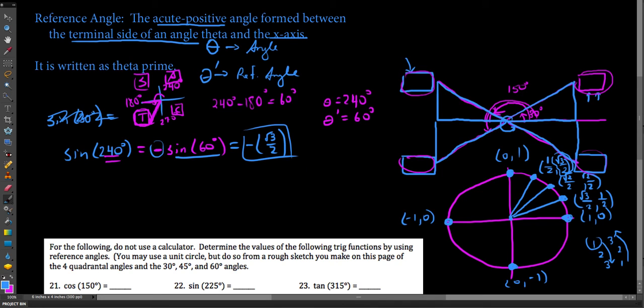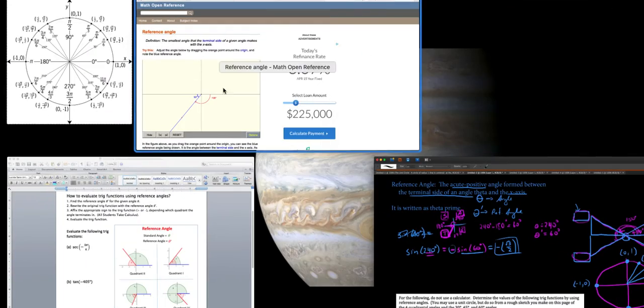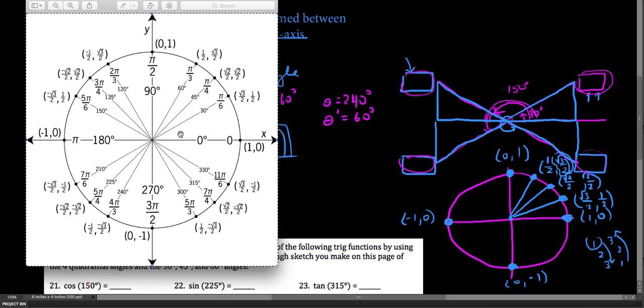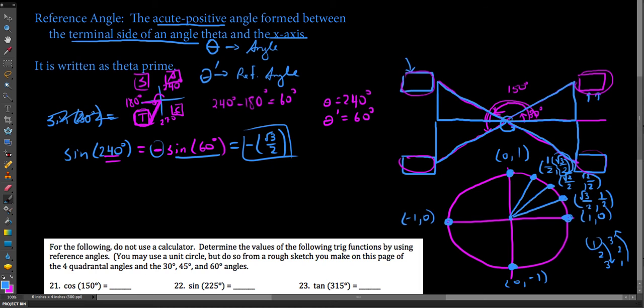Believe it or not, if we were to go look at our unit circle now, which I totally deleted, let's see if we got it here. If I go to a 240 degree angle, 240 down here, you're going to see that our sine value is negative root 3 over 2, which is exactly what we had gotten here just using a reference angle.